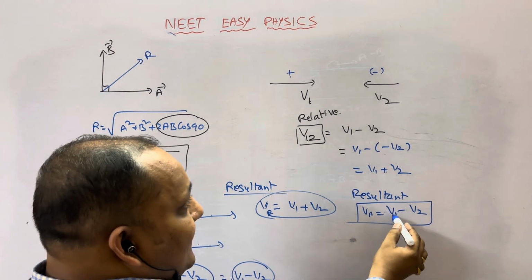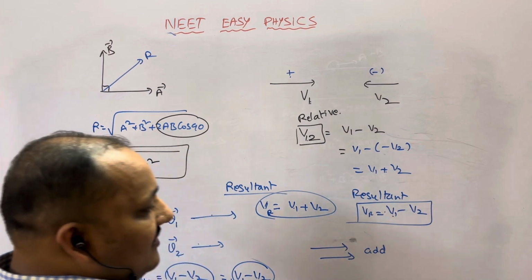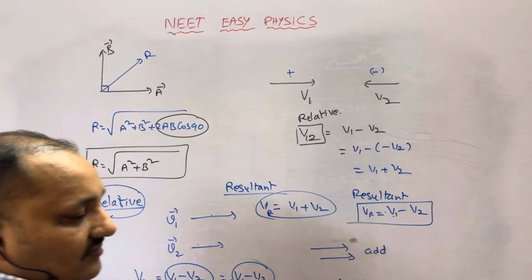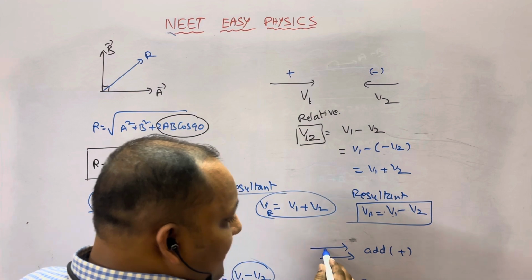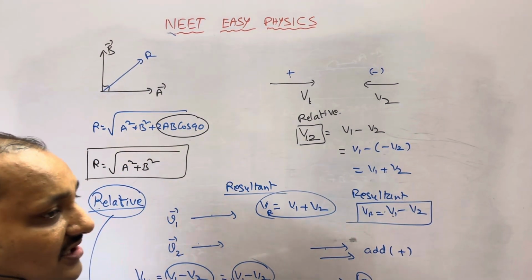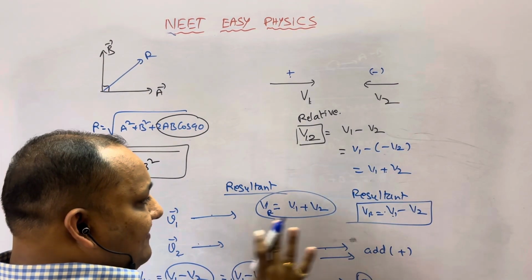So this is resultant. Resultant means if both are in same direction, always we have to add. If both are in opposite direction, always we have to subtract. So we have to add if both vectors are in the same direction, and subtract if both vectors are in opposite direction. So resultant means we will do it like this.